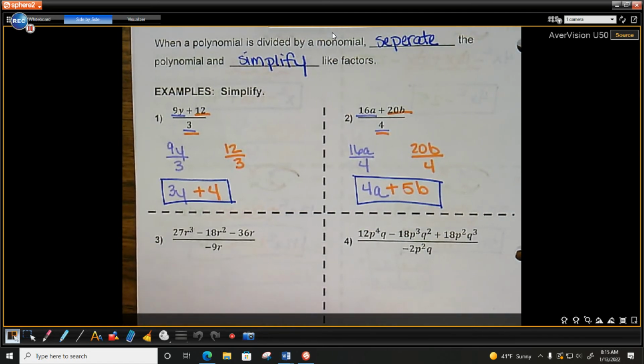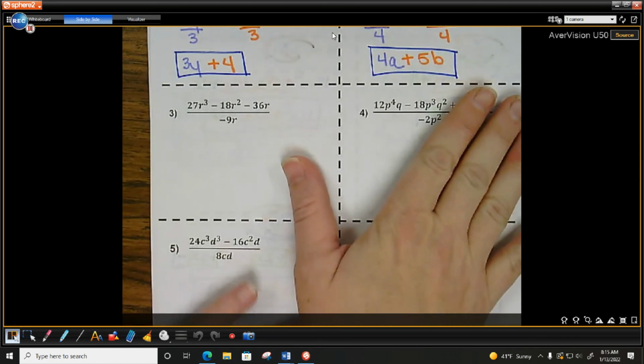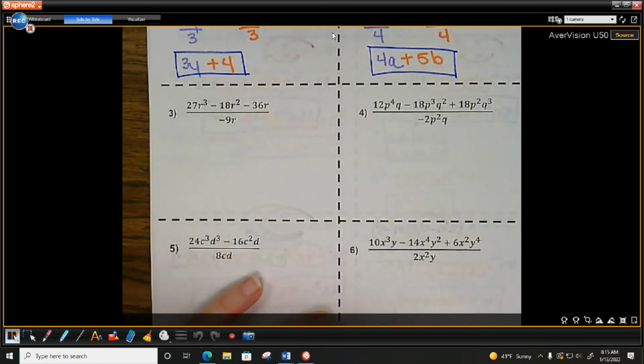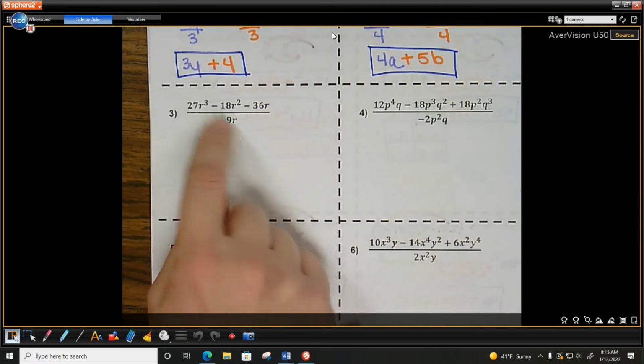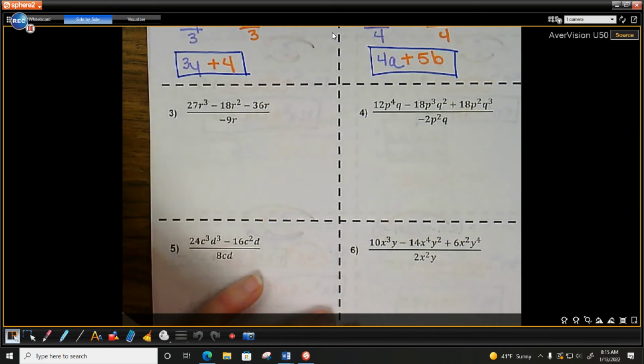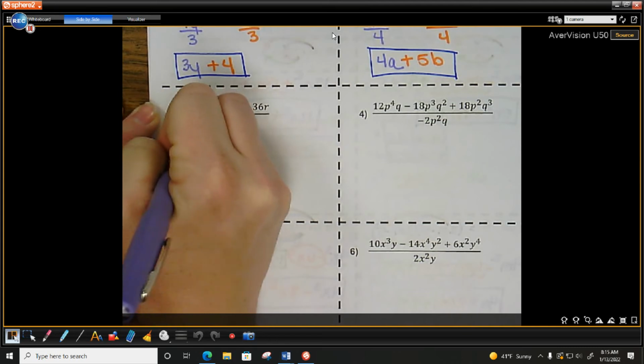Now our denominator is going to have a variable in it. Same exact process, okay? How many terms are in the denominator, Marissa? 1. How many terms are in the numerator, Syra? In the numerator? 3. Very good. So I'm going to separate into 3 fractions. Each term in the numerator divided by the denominator.